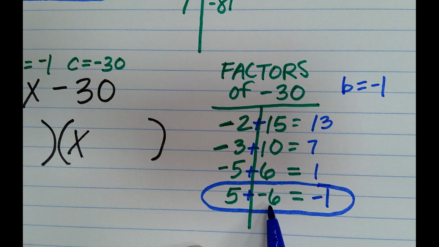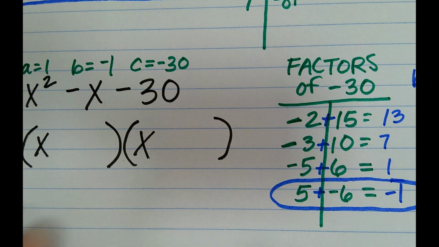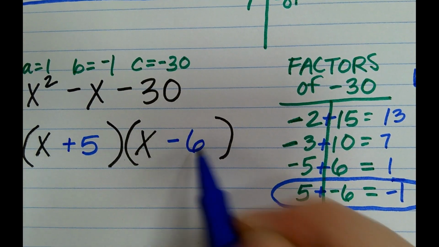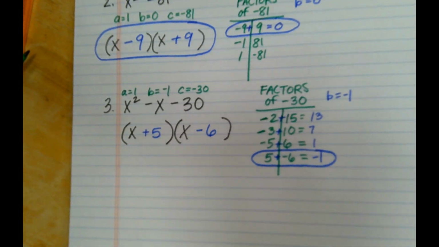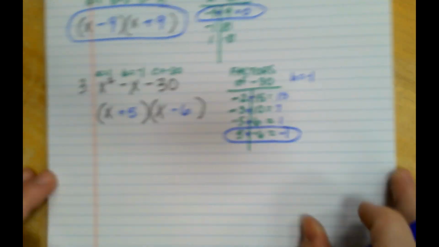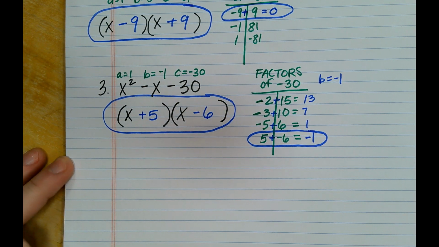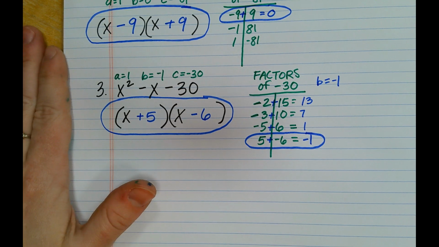Okay, so that means this is our answer: 5 and negative 6. So how am I going to put that in my parentheses? Plus 5, minus 6. Good job. And circle it. Always be in that habit, circling your answers. Perfect.